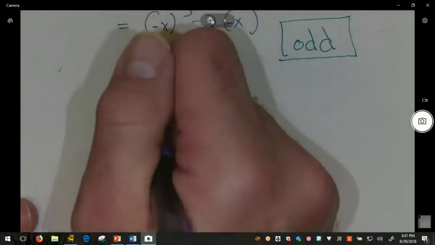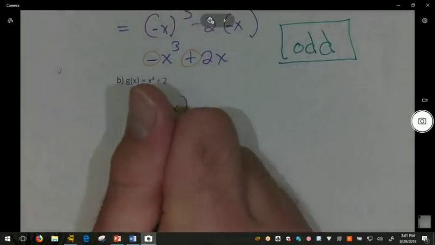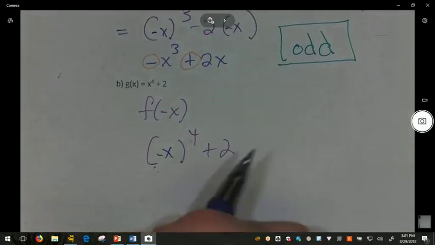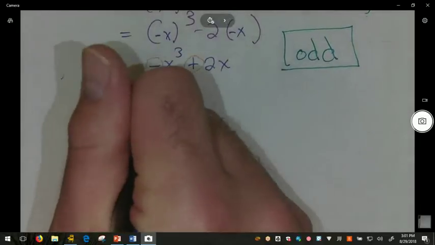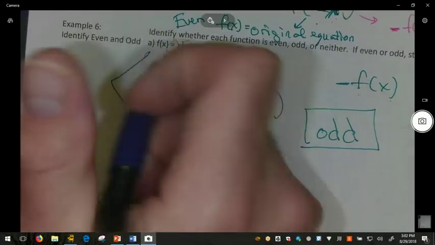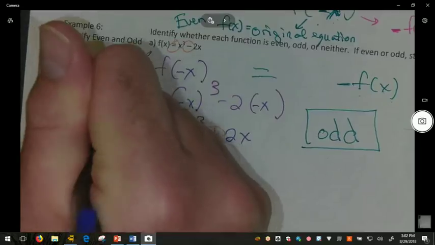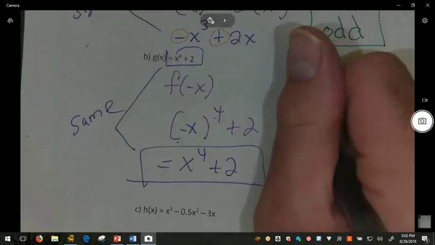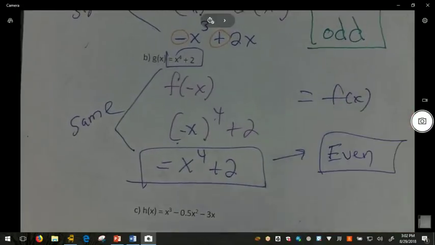For the next problem, when I perform this test, I just plug in the opposite of x into the whole function, x to the fourth plus 2. When I plug in the opposite of x and raise it to an even power, it becomes positive. So I've gotten the same as the original function. Here in example A, they were the opposite signs on all. Here it's the same exact function. So this one is equal to the original function, and it's said to be an even function.